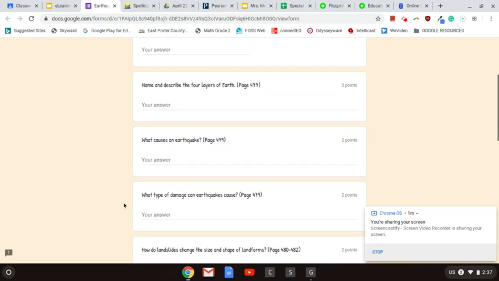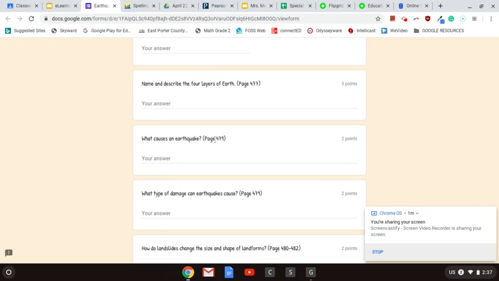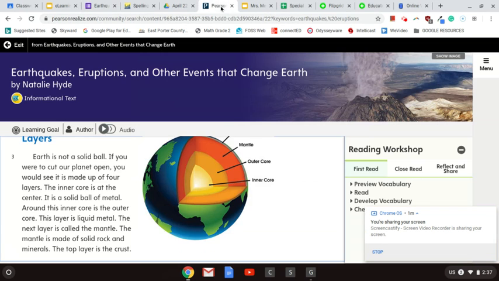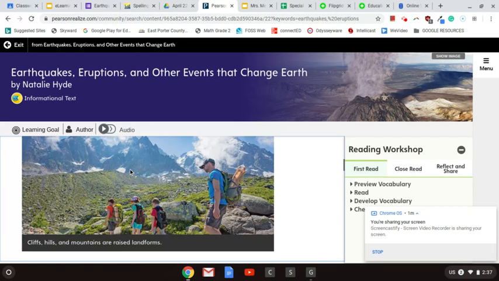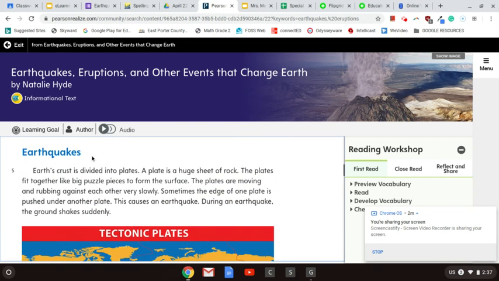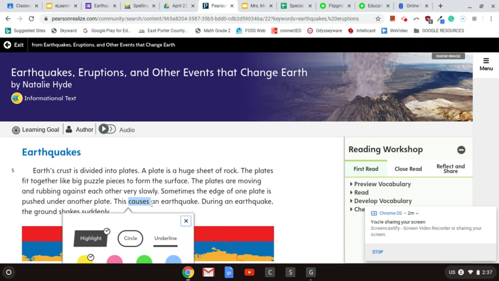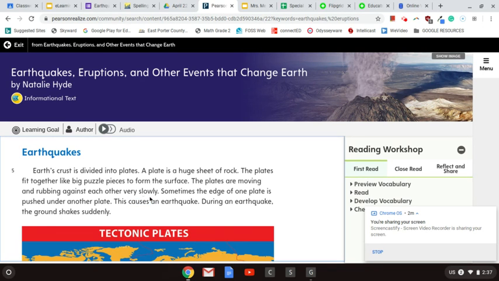Number 2 says, what causes an earthquake? Again, she gave you the page number, 479. In this paragraph, I bet we're going to see something that says causes. There we go. What causes an earthquake? Sometimes the edge of one plate is pushed under another plate. This causes an earthquake. There you have it, guys. Write that answer down for number 2.